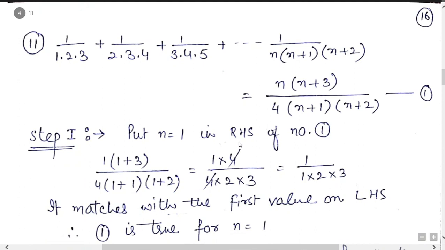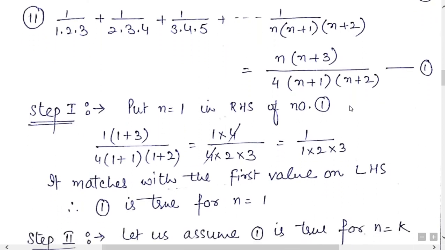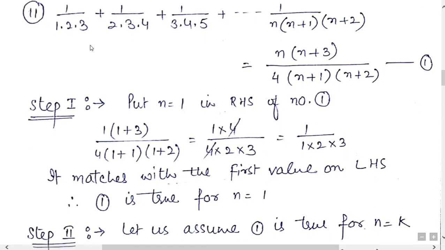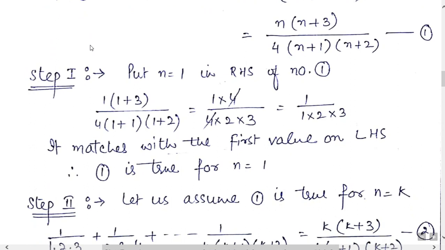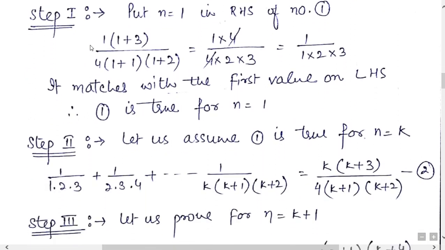Similar is in question number 11. In first step, insert n is equal to 1 in right hand side of number 1. Clearly 1 plus 3 it's 4 into 2 into 3. 4 cancel with each other in numerator and denominator. Answer is 1 divided by 1 into 2 into 3. It means it matches with the first value on the left hand side. It means the statement is true, or number 1 is true for n is equal to 1.